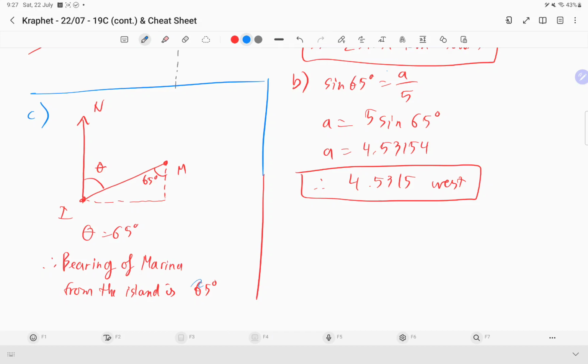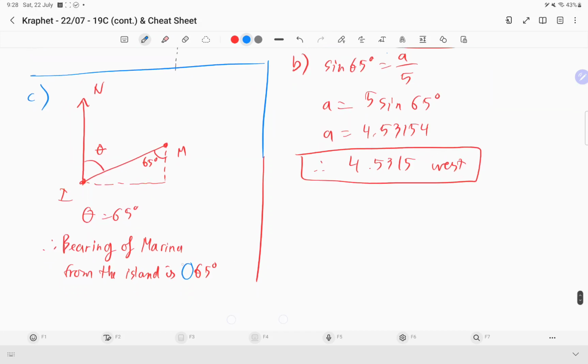Bearings are always 3 digits. If it's 65 degrees, it's 065. It's always 3 digits. Because what's the maximum bearing? 360, or 0. Well, technically 359.9999, because 360 is just 0 degrees, north. But the maximum is about 360, which is 3 digits. So that's why, to not confuse with other angles, the bearing is always 3 digits.